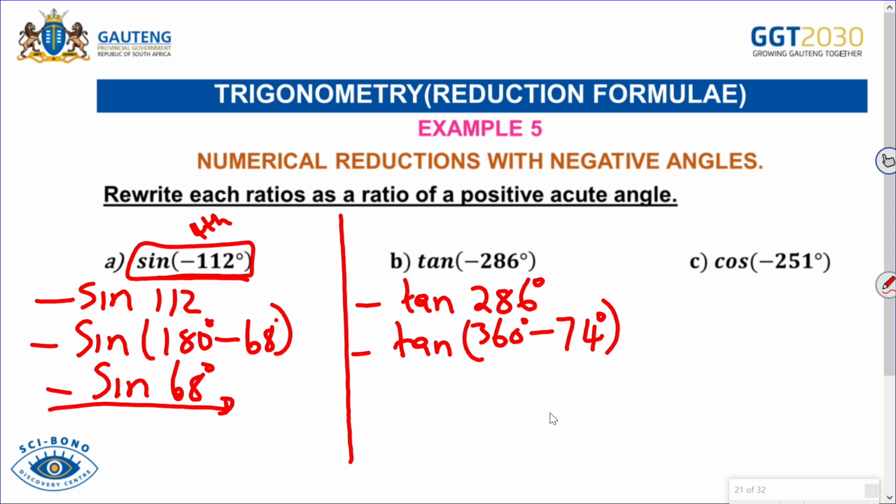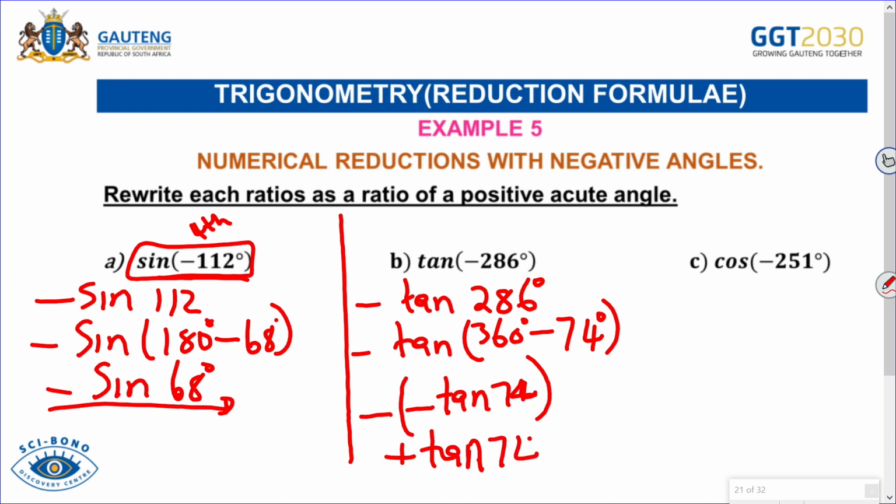Okay, and then from there you ask yourself, 360 minus an angle, it's in which quadrant? It's going to be in quadrant 4, and in quadrant 4 tan is going to be negative, so it's going to be negative tan of 74 degrees, right? So negative times negative, you get a positive tan of 74 degrees. Don't forget the degrees because we are dealing with degrees, right?